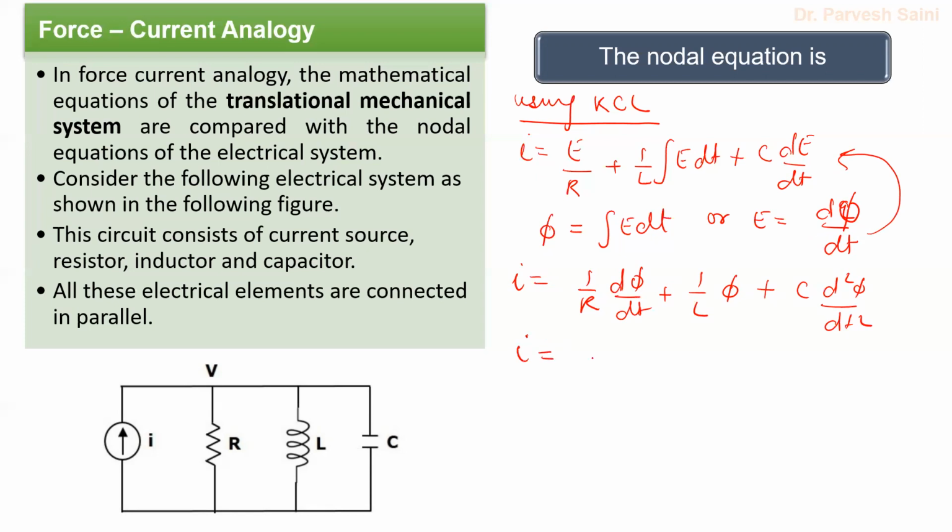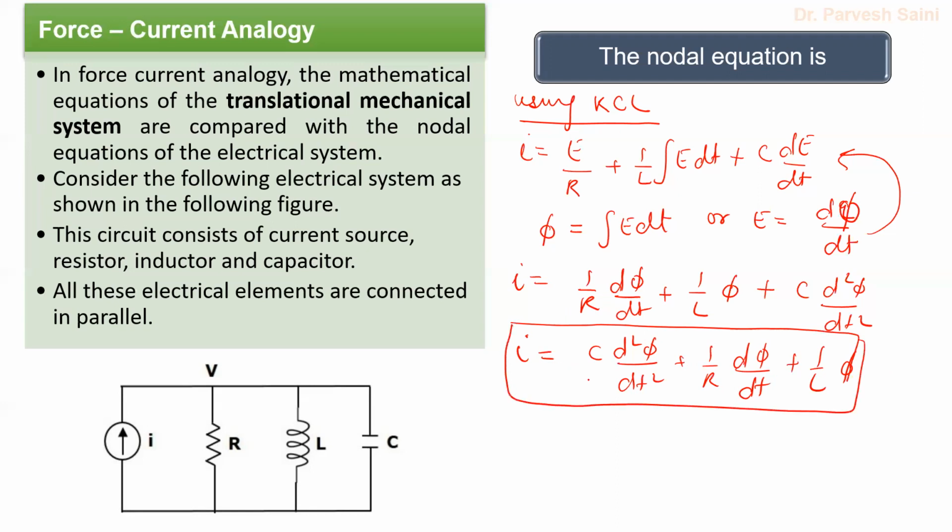We can rearrange this again. So it is C d square phi by dt square plus 1 by R d phi by dt plus 1 by L phi. So this is our equation, right? Now if you compare this equation with the equation force is equal to m d square x by dt square plus b dx by dt plus kx, you will get a kind of analogy.